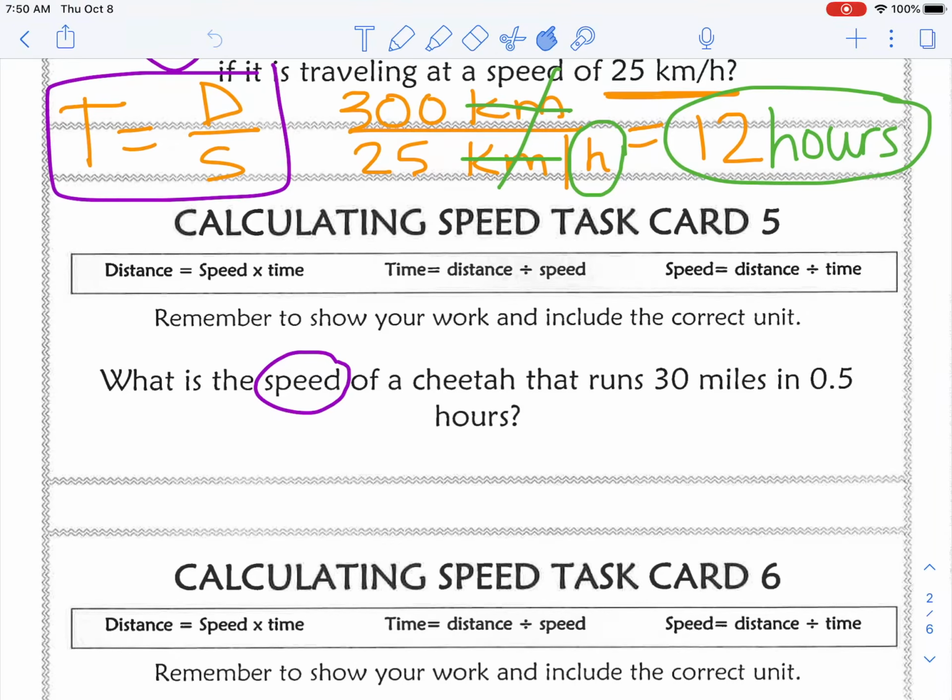Alrighty, if you are working from home and needing to correct these, follow along. What is the speed of a cheetah that runs 30 miles in 0.5 hours? So I'm finding the speed.